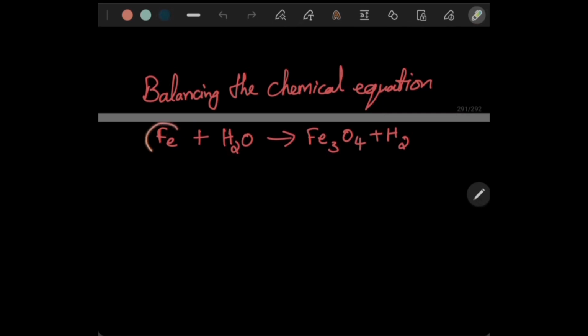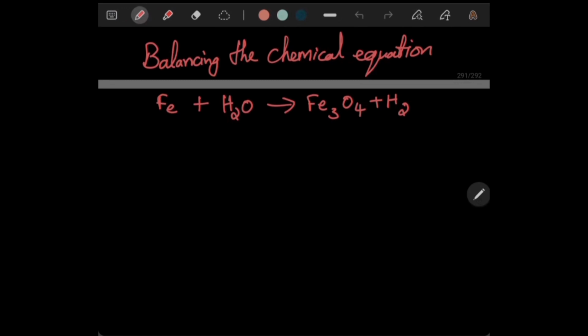So here we have one atom of Fe, but in the product we have Fe3, which is 3 atoms. And if you see hydrogen, we have 2 hydrogen atoms on the left hand side, and on the right hand side 2 hydrogen atoms. So the hydrogen is balanced. But if you see the oxygen, we have 1 oxygen and here 4 oxygen atoms. The equation is not balanced, so we need to balance this equation. So let us go step by step.